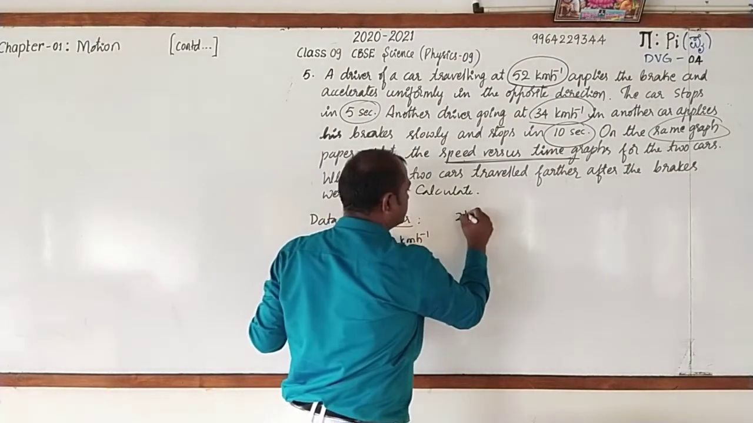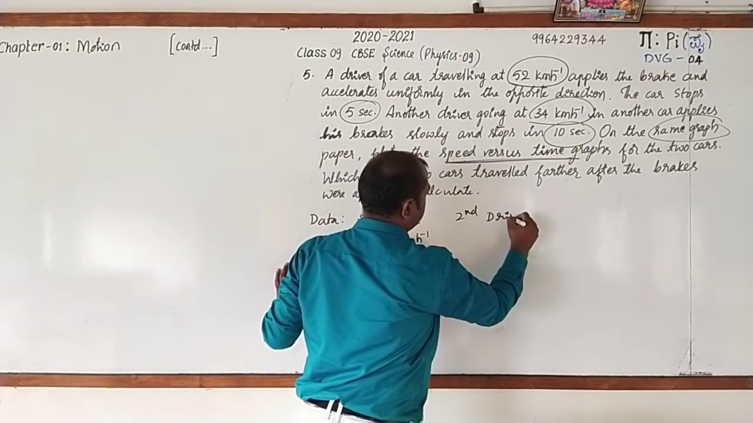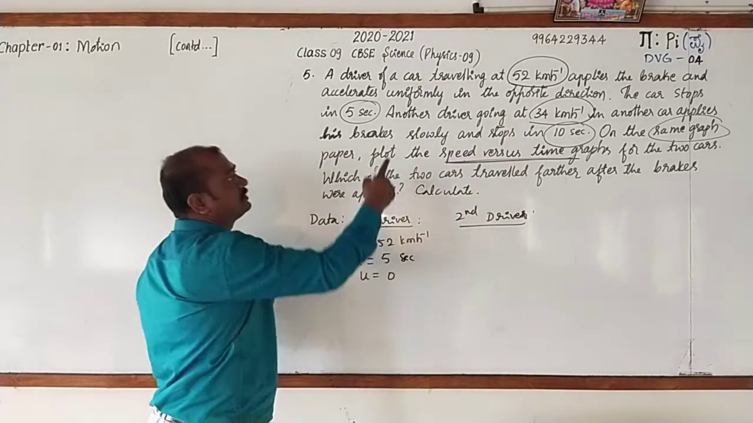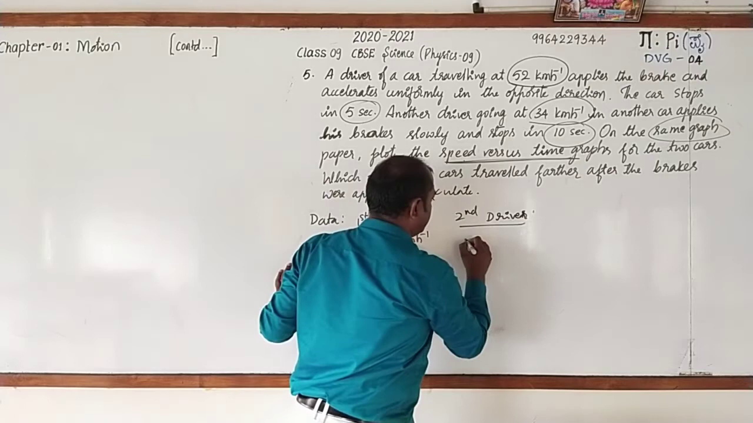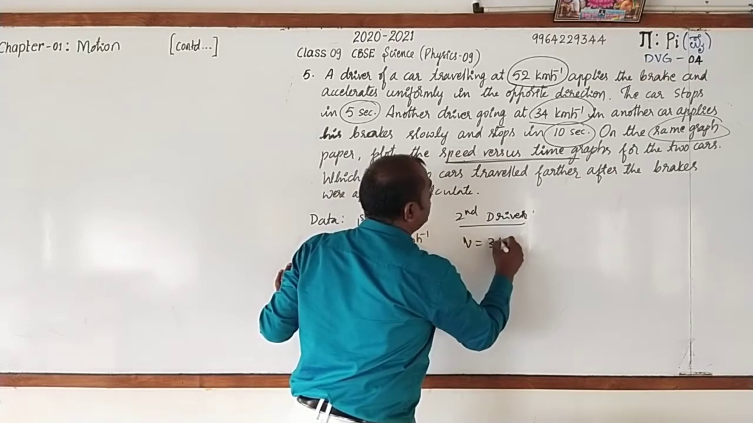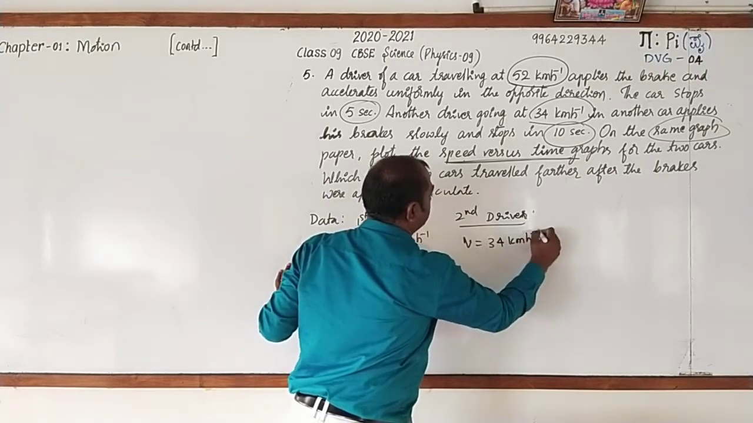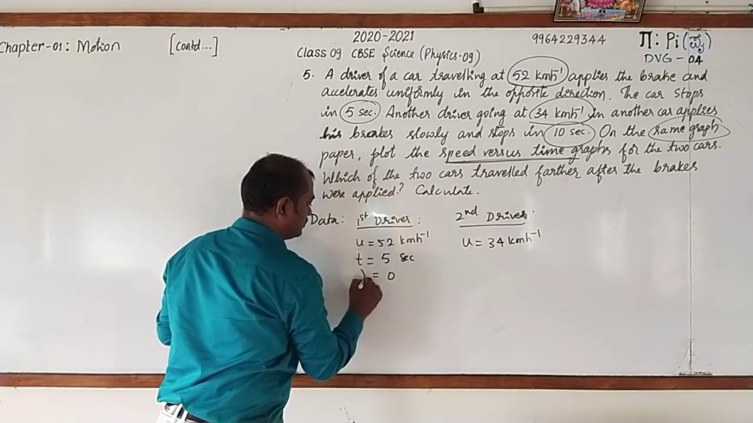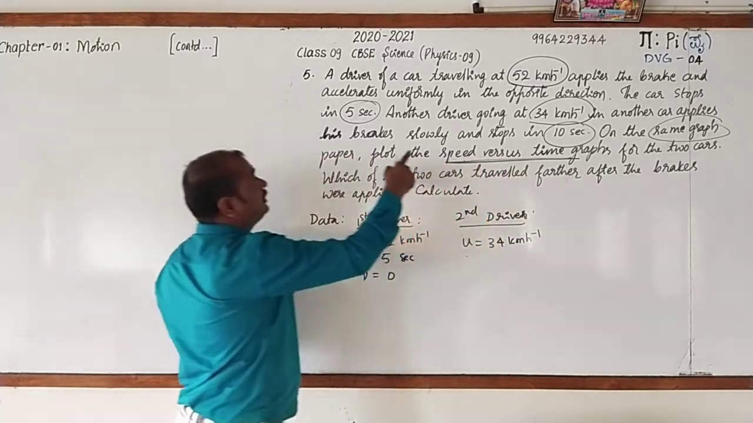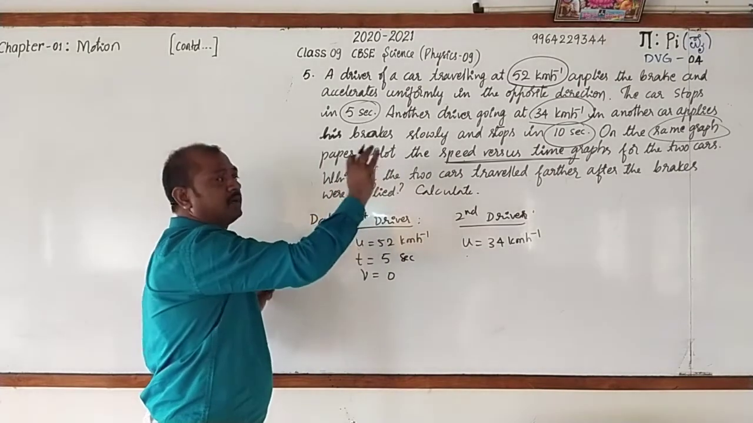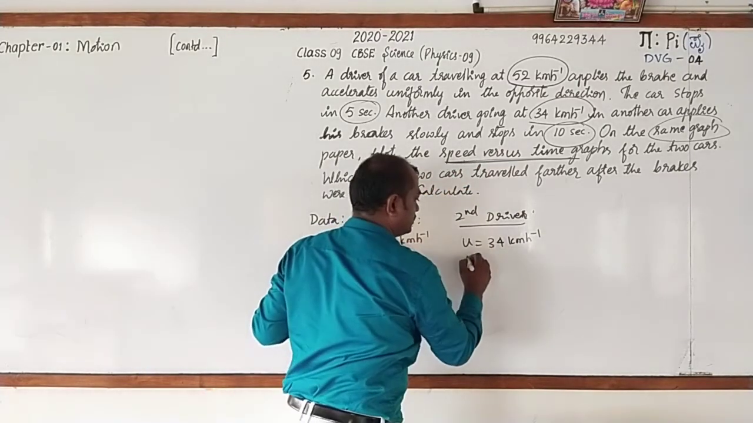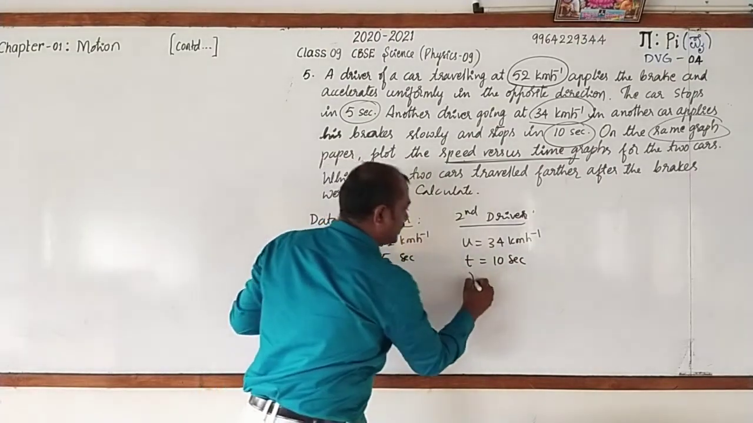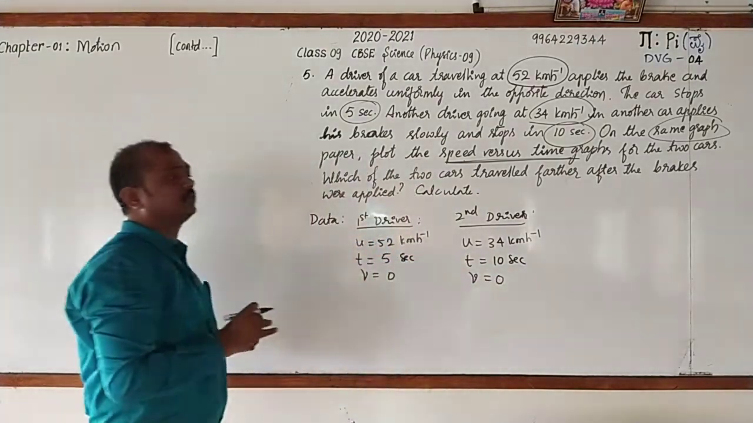Next, I take the second driver. He is driving another car with a speed of 34 km/h. So this is the initial velocity. Then he applies the brake, and the car comes to rest in 10 seconds. So t is equal to 10 seconds. When it comes to rest, the final velocity will be 0, v equal to 0.